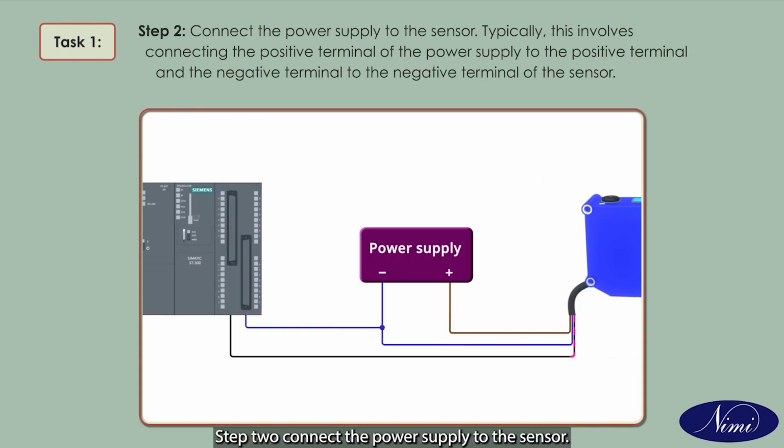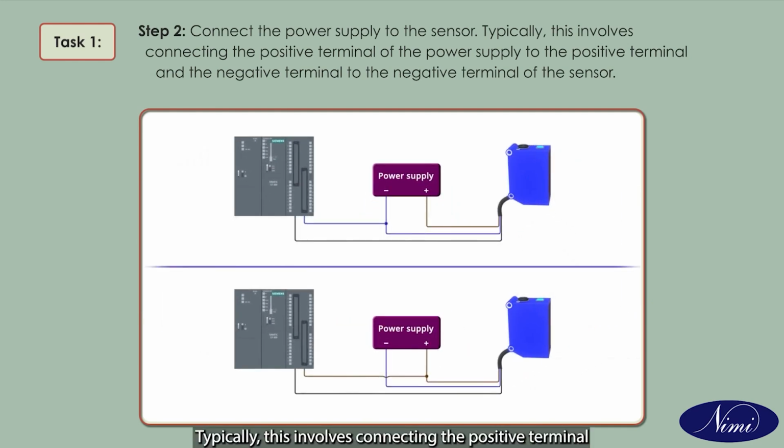Step 2. Connect the power supply to the sensor. Typically, this involves connecting the positive terminal of the power supply to the positive terminal of the sensor and the negative terminal of the power supply to the negative terminal of the sensor.